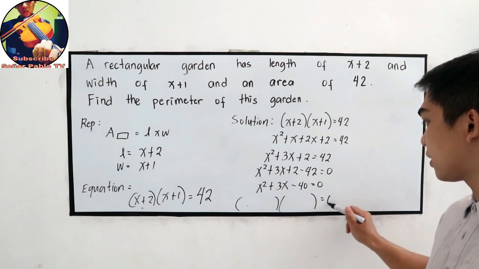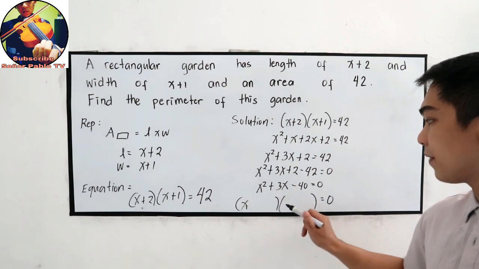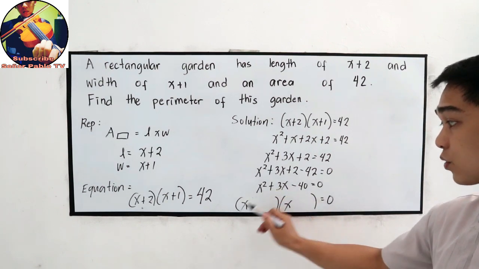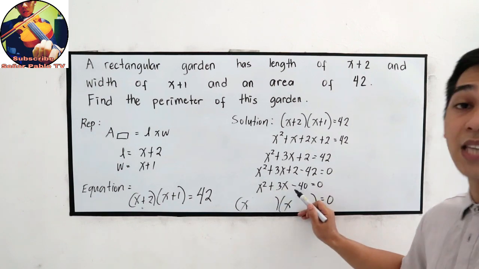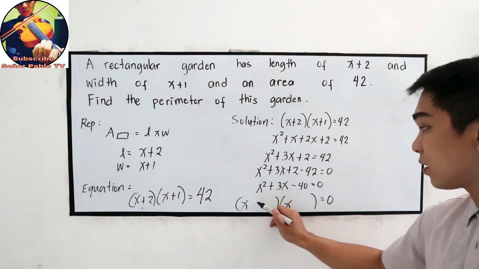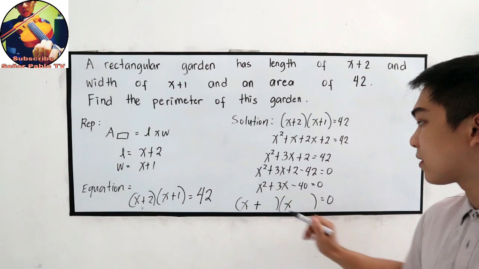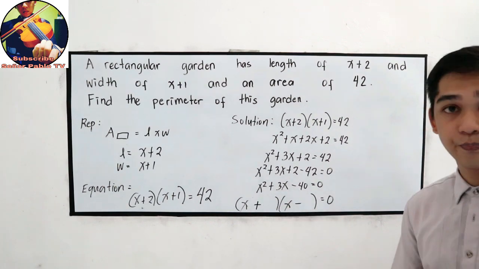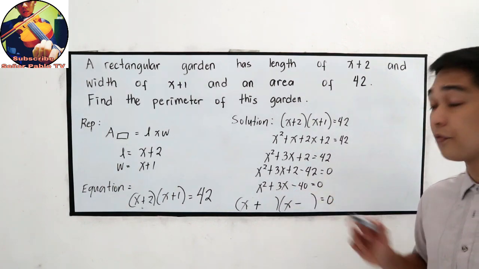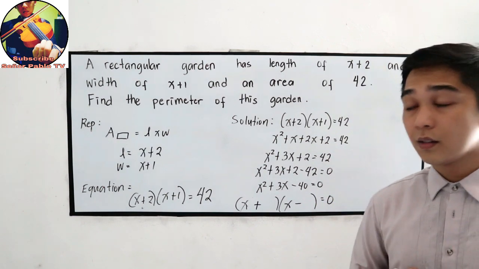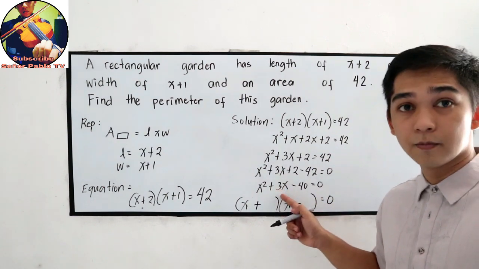So, our factors is equal to 0. So, x and x, the factors of x squared. Since this is negative, our factors have a sign of 1 positive and 1 negative. Factors of negative 40, now. The sum must be positive 8.